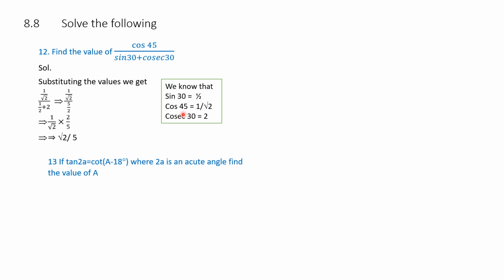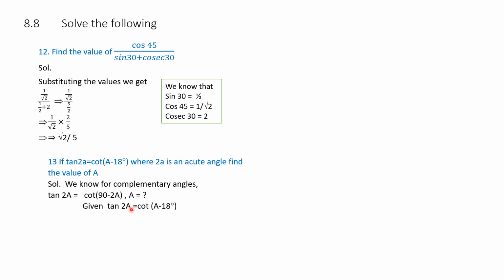Problem number 13. If tan 2a is equal to cot of a minus 18, where 2a is an acute angle, find the value of a. We know that complementary angles: tan 2a is equal to cot of 90 minus 2a. Whenever such things are given in a problem, please use the complementary angle formulae. Therefore, here tan 2a is equal to cot of 90 minus 2a, because the right hand side is a complementary angle.